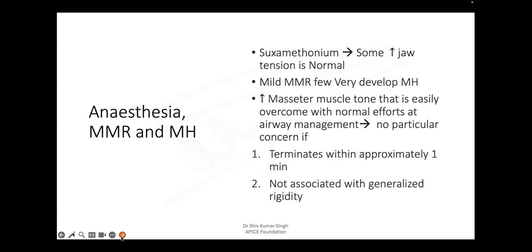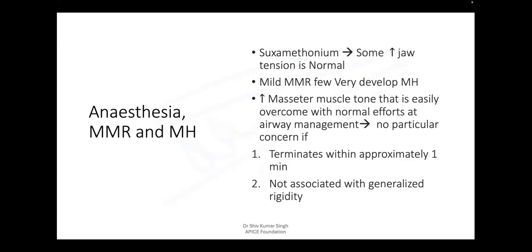So this is seen very commonly in children after suxamethonium. So you do see some increase in jaw tension. This is normal because we know that suxamethonium is a depolarizing muscle relaxant, so it increases muscular fasciculation. Okay, so this is normal. And of patients who have mild masseter muscle rigidity, very few will go on to develop malignant hyperpyrexia. So if the increase in masseter muscle tone can be easily overcome with normal airway management, there is no particular concern, especially if it terminates within approximately 1 minute and there is no association with generalized rigidity.